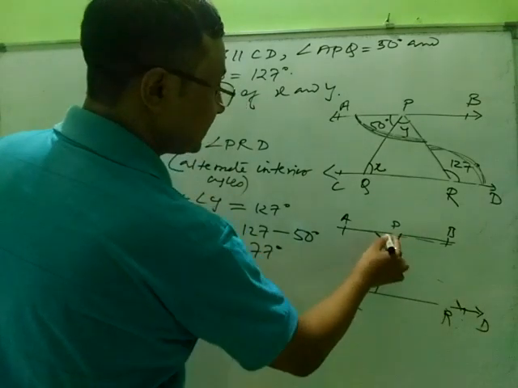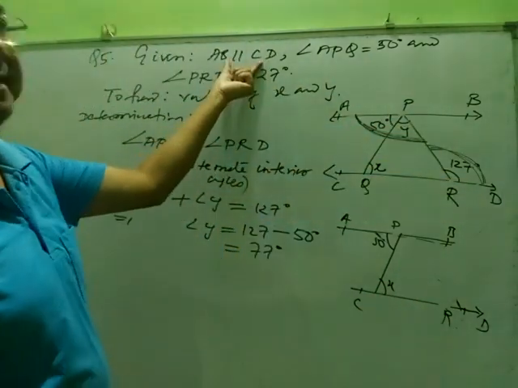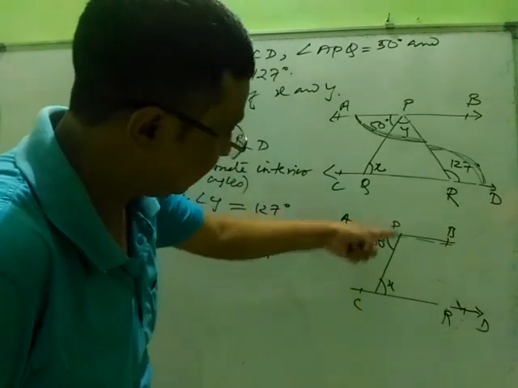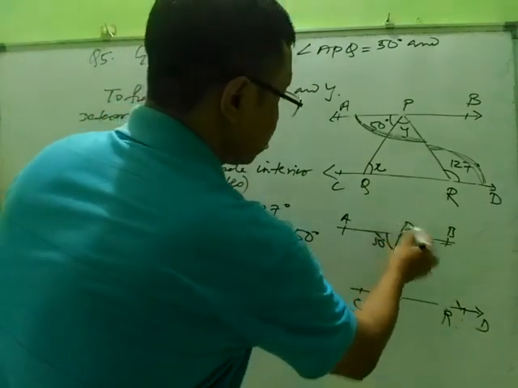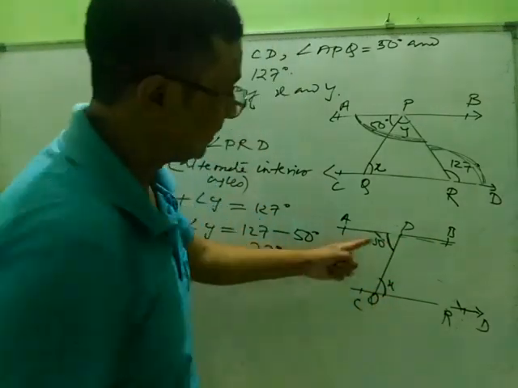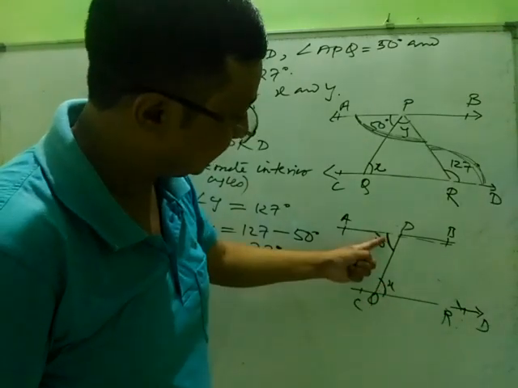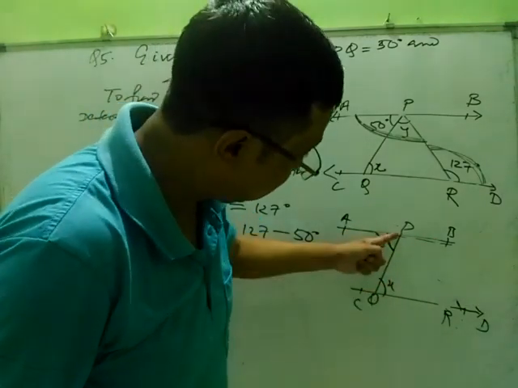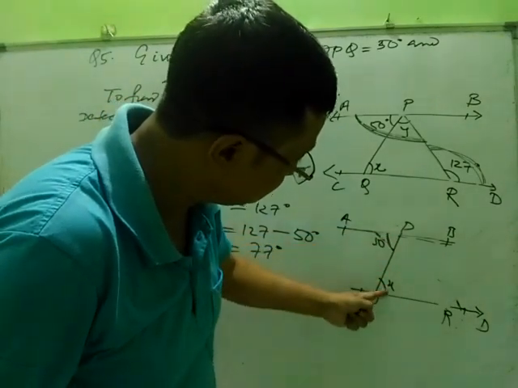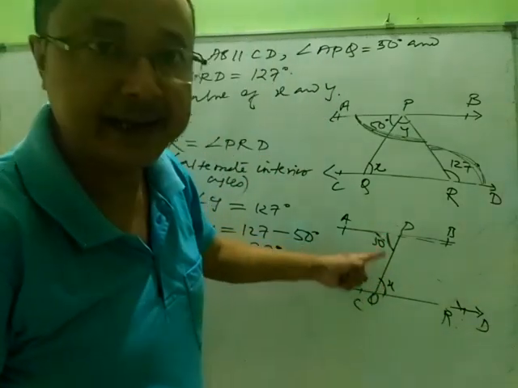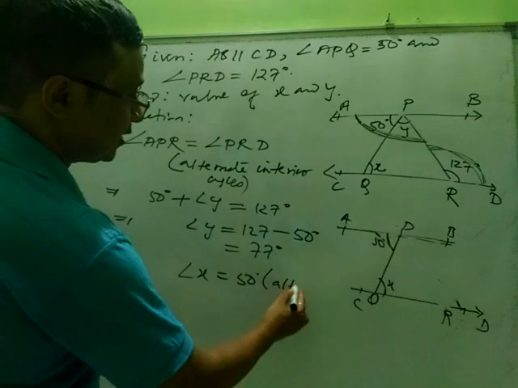Next, these two lines are parallel lines. Here it is given 50 degrees, and here it is given X. AB is parallel to CD, and the line that intersects the two parallel lines AB and CD is PQ. So these two angles are equal because they form a pair of alternate interior angles. So angle X equals 50 degrees, alternate interior angles.